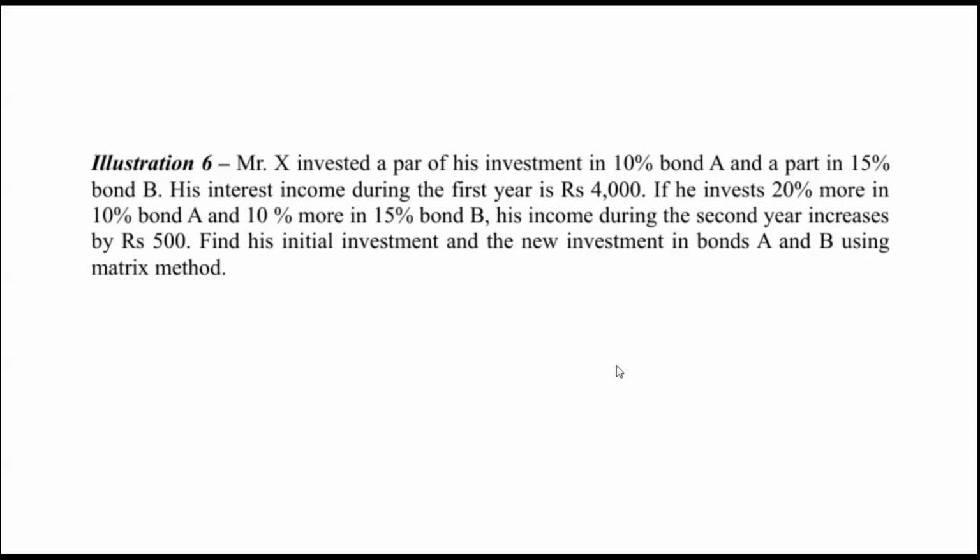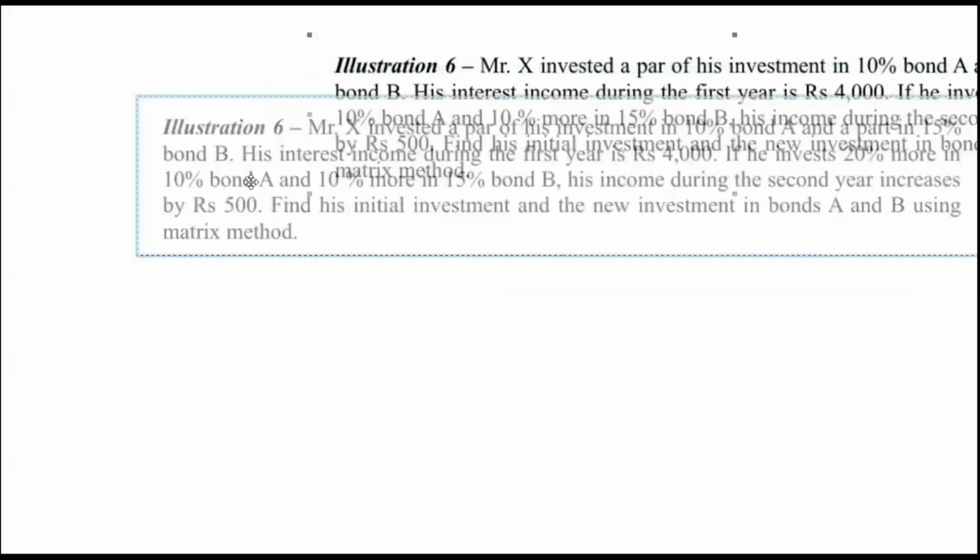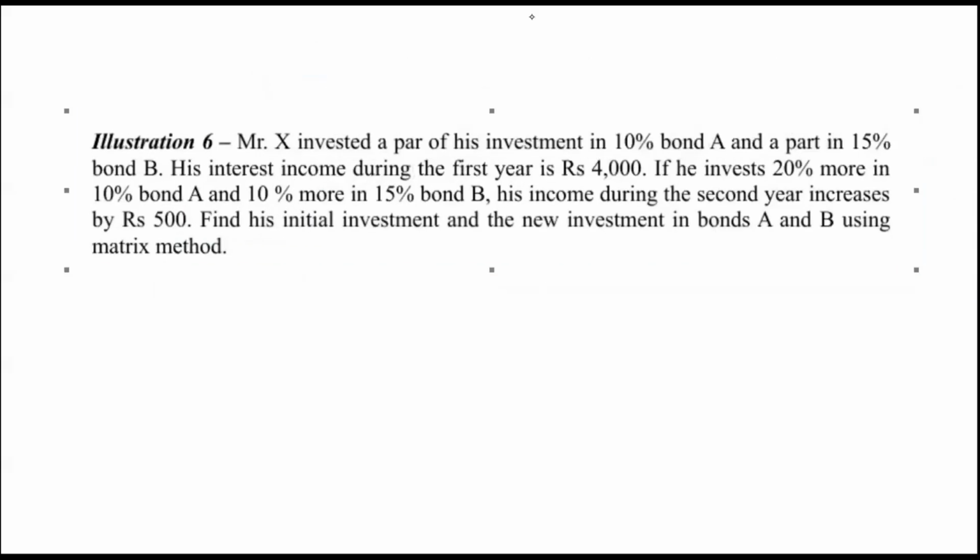So it's an investor making an investment in 2 types of bonds, right? One paying 10%, the other one paying 15%. The expected return in the first year is 4,000. Notice this is again an Indian writer, so he's got more rupees, 4,000 rupees. And then in the second year, he's upping his investment.